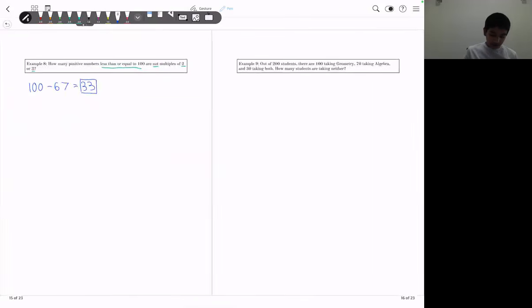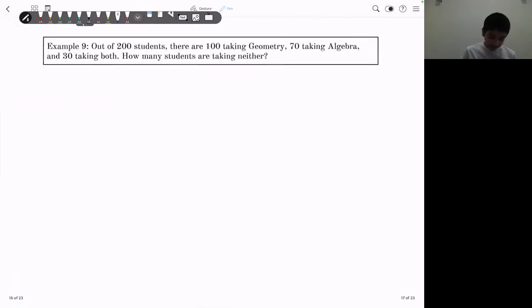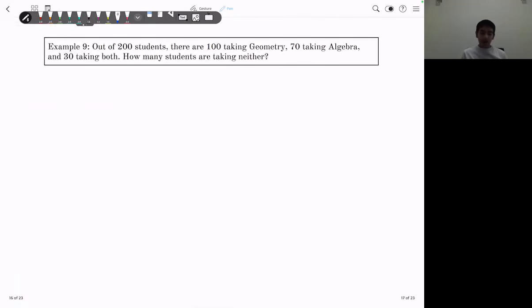Okay, so I'm going to now move on to example 9. And I'm going to let you guys try this problem on your own. Out of 200 students, there are 100 taking geometry, 70 taking algebra, and 30 taking both. How many students are taking neither?